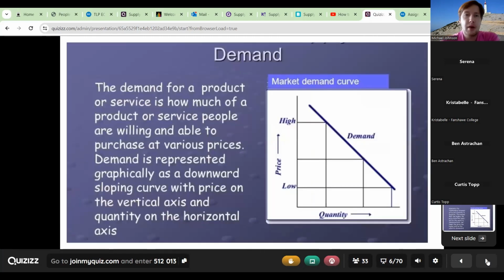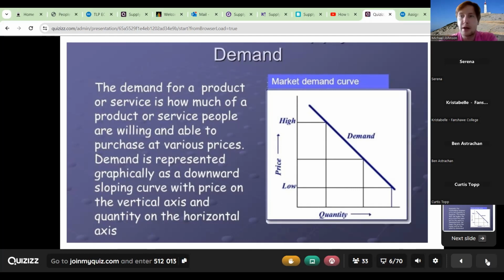The demand for a product or service is how much of it people are willing and able to purchase at various prices. The lower the price, the higher the quantity demanded. In this case, it's usually a negative correlation. However, there are some cases where people buy more when the price goes up. For example, in the stock market, there are stocks that people buy more of when the price goes up because they think the price will continue to go up.